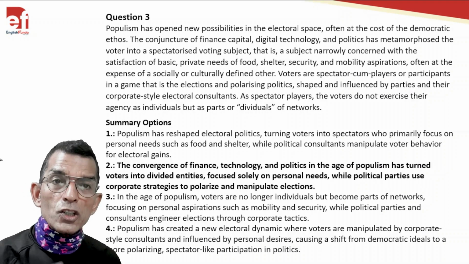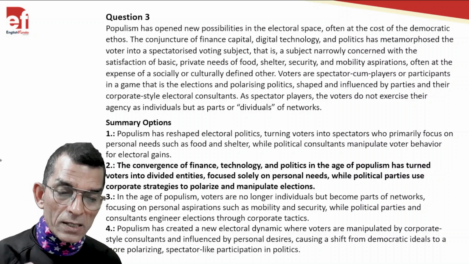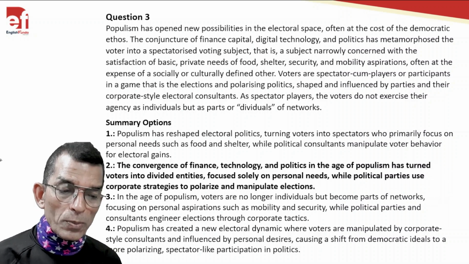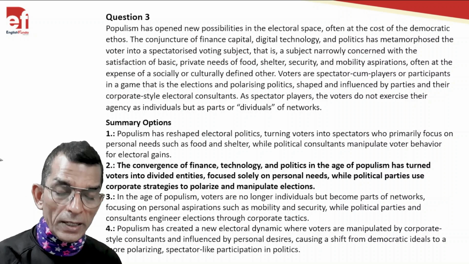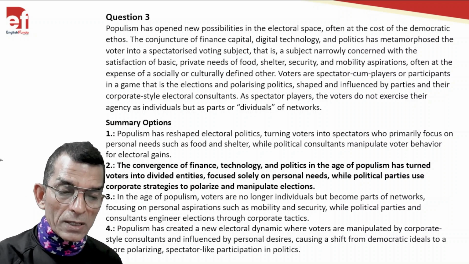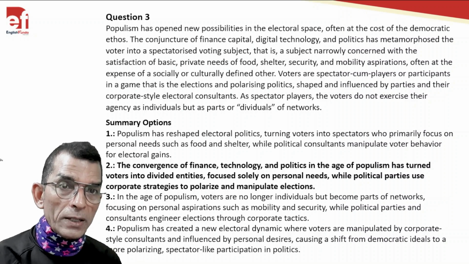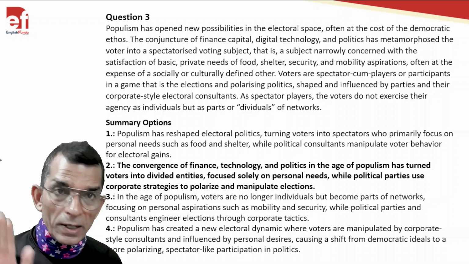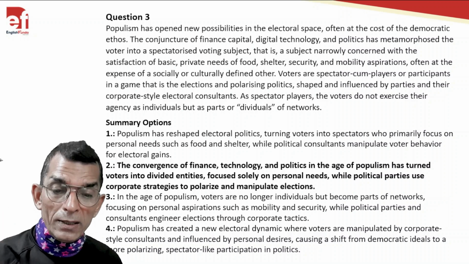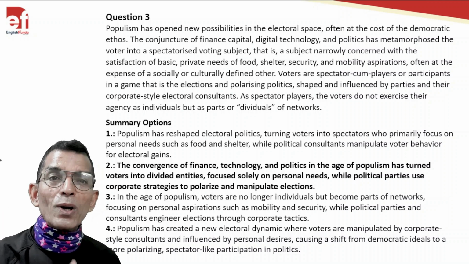The correct answer is 2 here. The convergence of finance, technology, and politics in the age of populism has turned voters into divided entities focused solely on personal needs, while political parties use corporate strategies to polarize and manipulate elections. Very correctly said. Why are 1, 3, and 4 wrong?